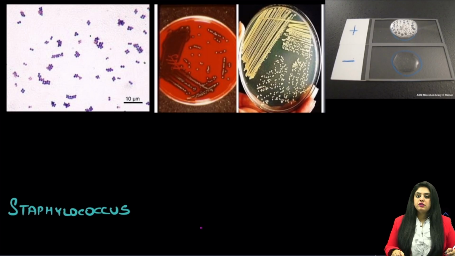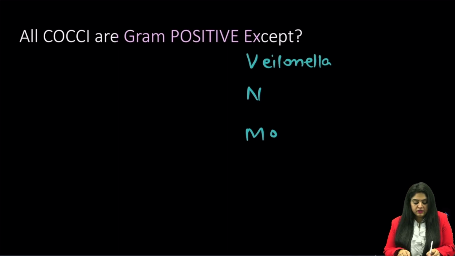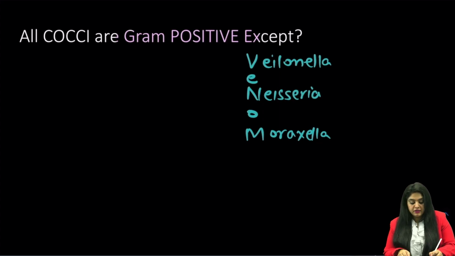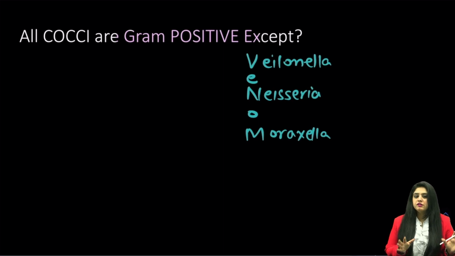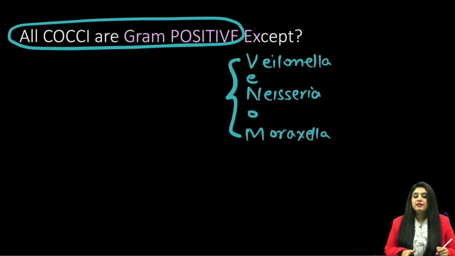So you all know we are going to start with the cocci, and the general rule that everyone is aware of, that all the cocci are going to be gram positive, except which three, guys? Except which are the ones which are not gram positive, and that include Veillonella, Moraxella and Neisseria. These are the ones which are not gram positive, means the venom. The venom is always poisonous, so it always is different from the others. So all the cocci are gram positive, but the venomous ones, that is Veillonella, Moraxella as well as Neisseria, these are the gram negative cocci.